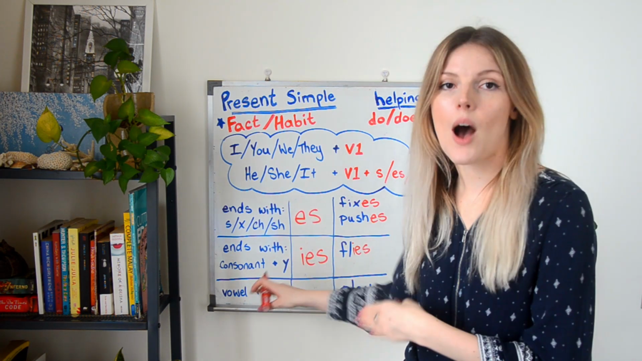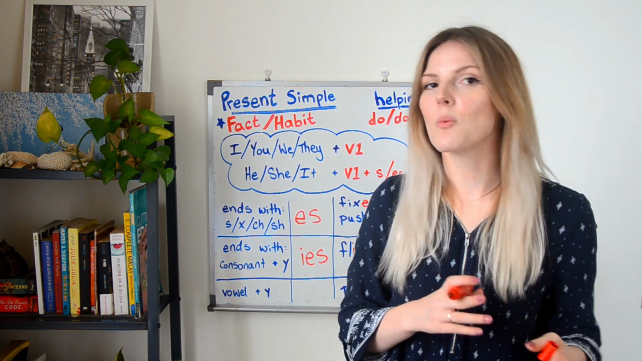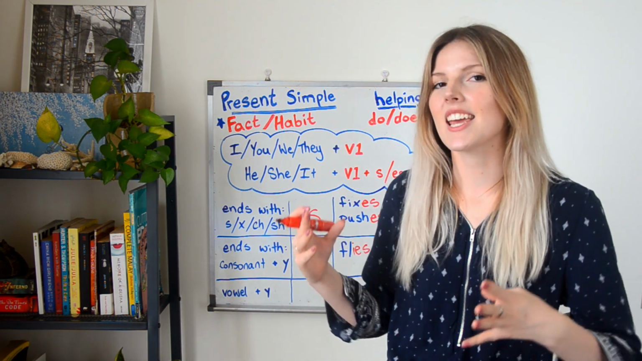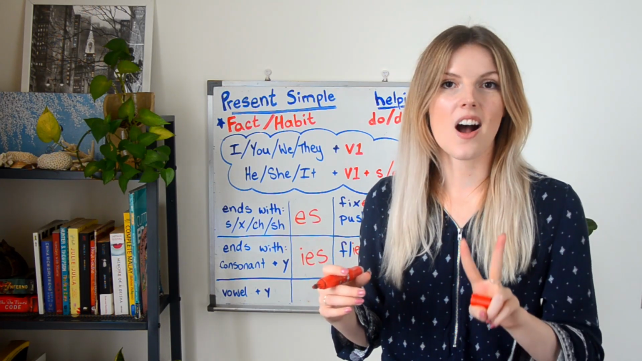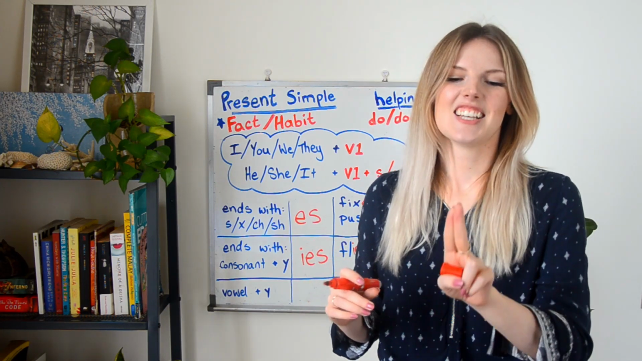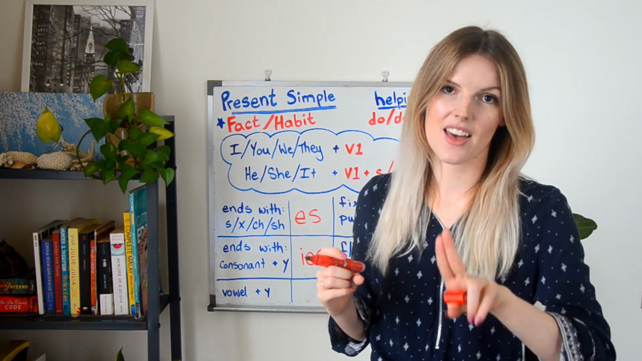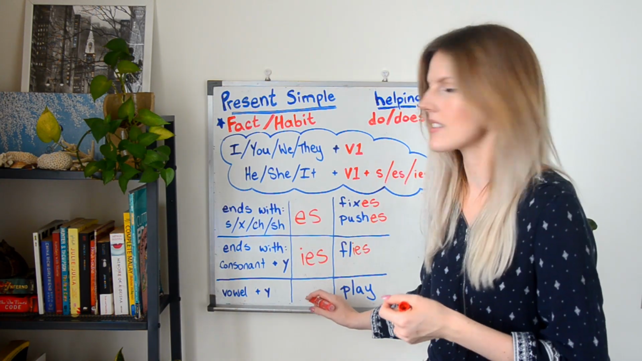We also have vowel plus Y. Now, a vowel and a Y are not the same as a consonant and a Y. I like to think about vowel and Y as best friends. So you cannot separate them because they are always together. We're just gonna add S.